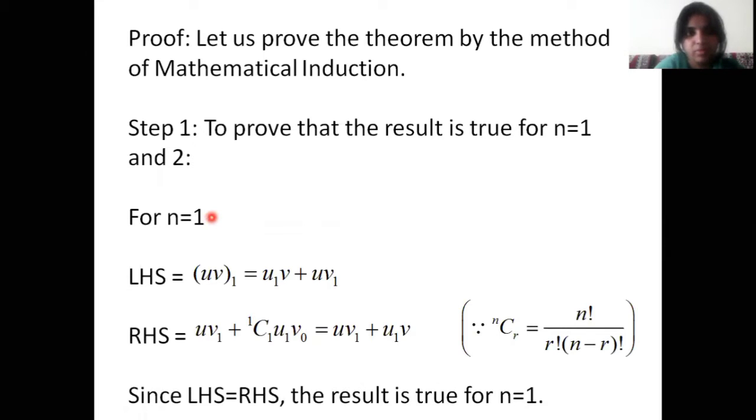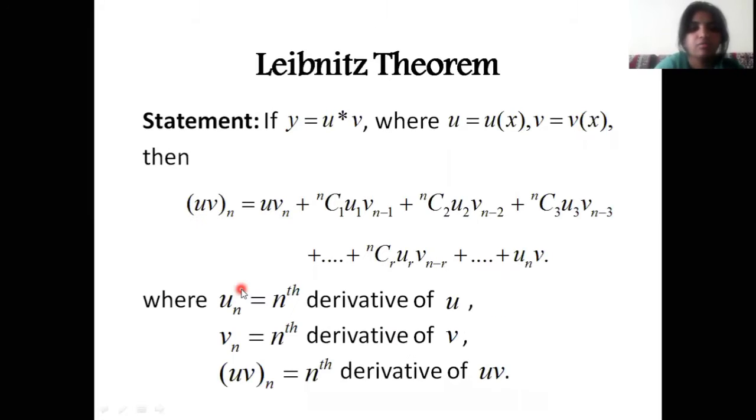And we are proving this statement using the principle of mathematical induction. Step 1: to prove that the result is true for n equal to 1 and 2. For n equal to 1, LHS is equal to (uv)1. See here, for n equal to 1, I've just replaced n by 1 here. This is LHS.